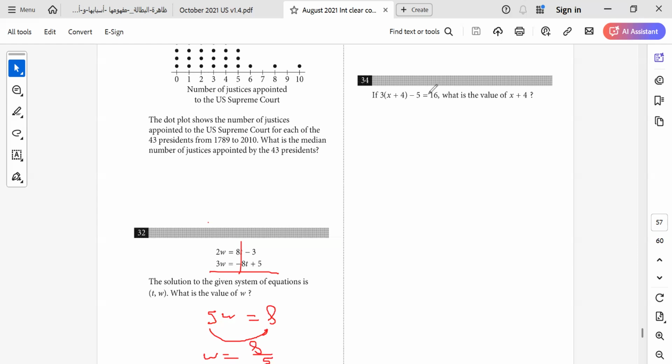Even 34: bring 5 here, so it's 21. Then divide by 3. That's it. I got x plus 4. Just bring 5 here, and then divide by 3. Sorry, it's negative 3. Negative 3 plus 5 is 2. So 2 over 5.